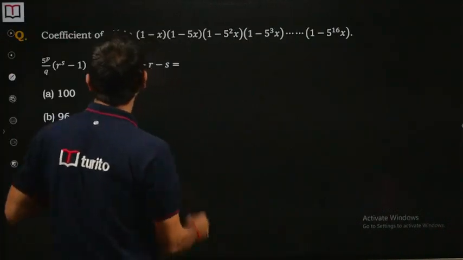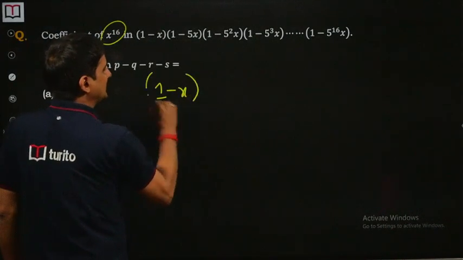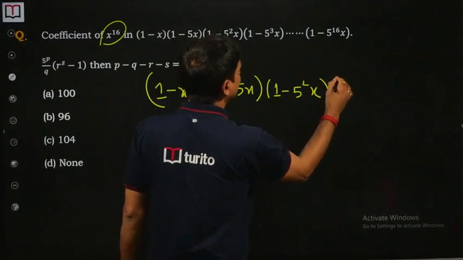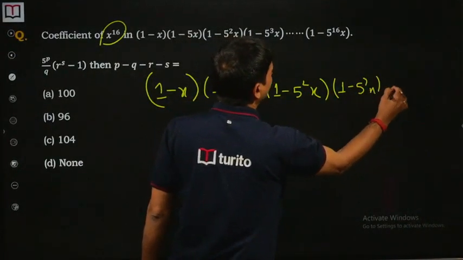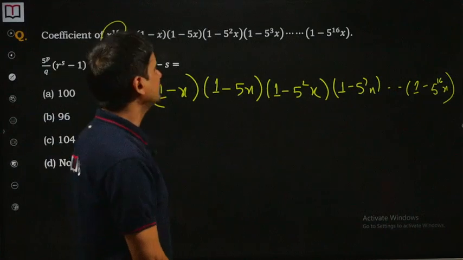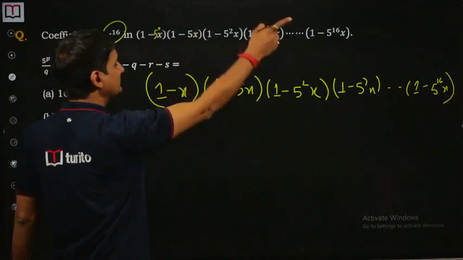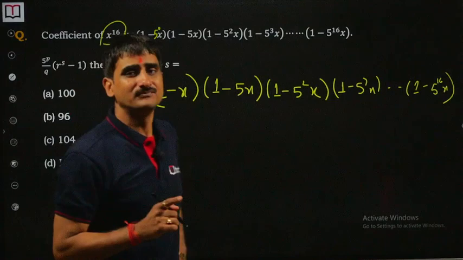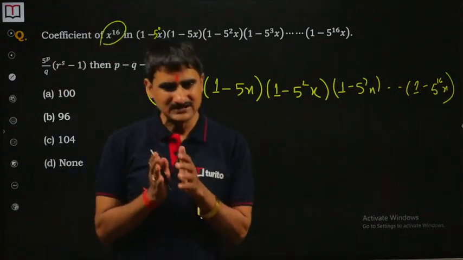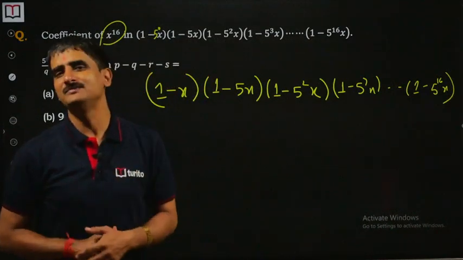Now again, next one: x raised to the power 16 in this expansion. So (1 minus x)(1 minus 5x)(1 minus 5 square x)(1 minus 5 cube x) and so on till (1 minus 5 raised to the power 16 x). How many brackets do we have? We start with 5 raised to the power 0, so from 0 to 16 we have 17 brackets. We need the coefficient of x raised to the power 16. What does that mean? That means from 16 brackets we'll be picking the term with x, and from one bracket we'll be selecting 1.